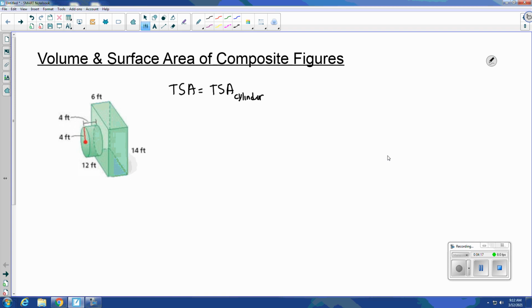But you'll notice the total surface area of the cylinder will include both the top base and the bottom base. Because the cylinder is attached to the prism, I actually don't want to include that bottom base because it's not on the surface. So while we're going to do total surface area of the cylinder, I also want to remove the area of the base of the cylinder. So just one of them.